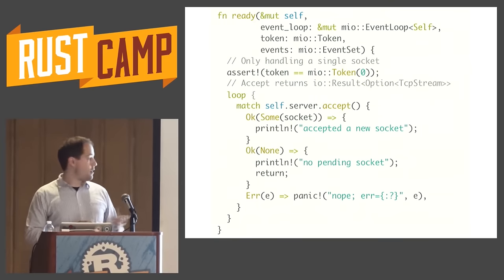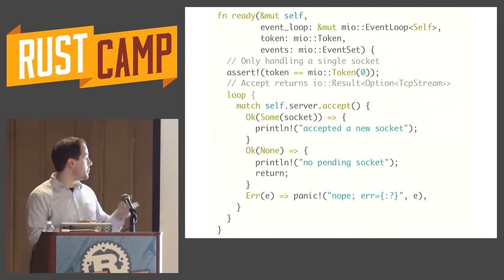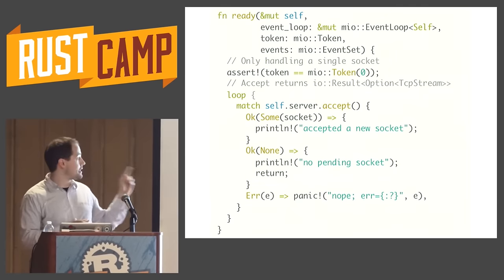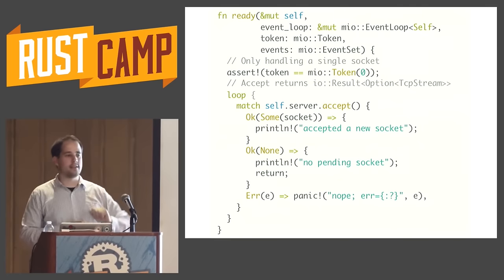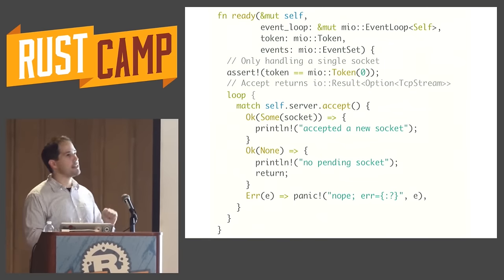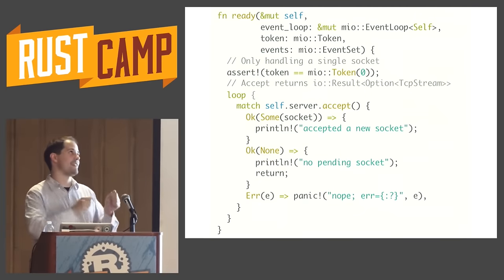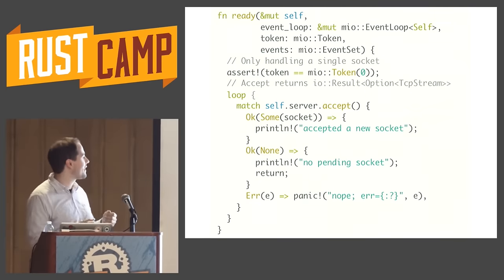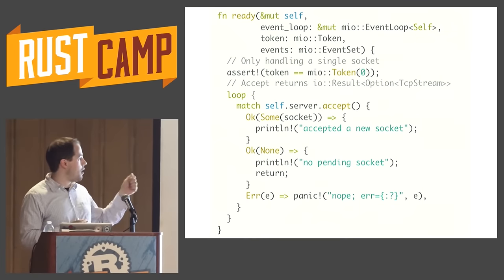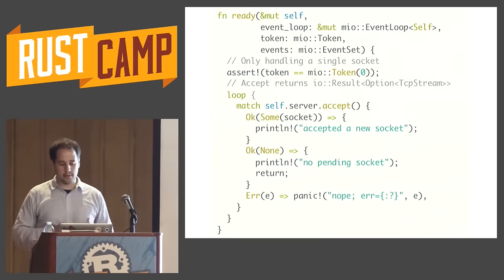So now let's update the handler. First, we accept in a loop. We're going to accept the new sockets from our server socket. And it's the same function name as the TCP listener in standard IO. However, the main difference between MIO sockets and Rust standard library sockets is that the return type is different. So in MIO, you almost always get a result of an option of T, in this case the new TCP stream.